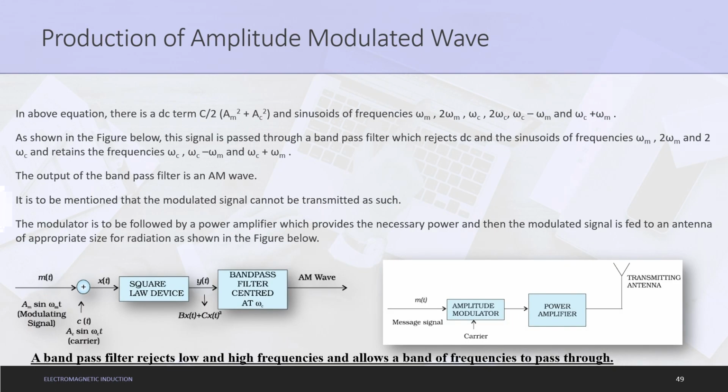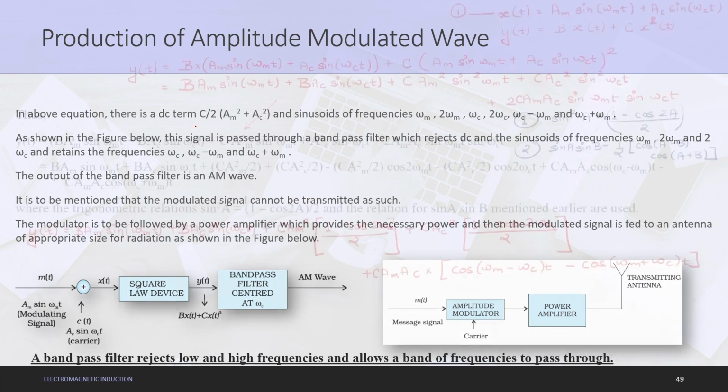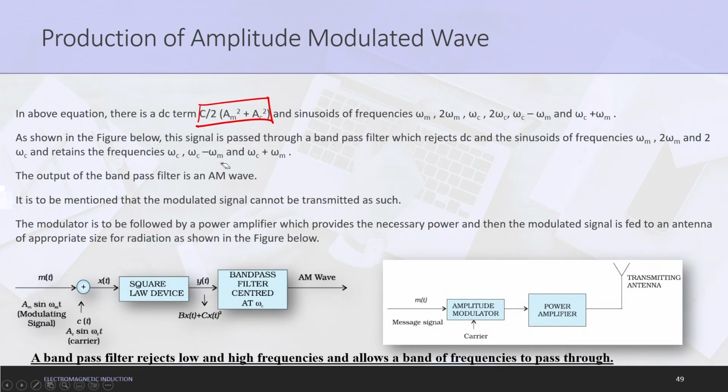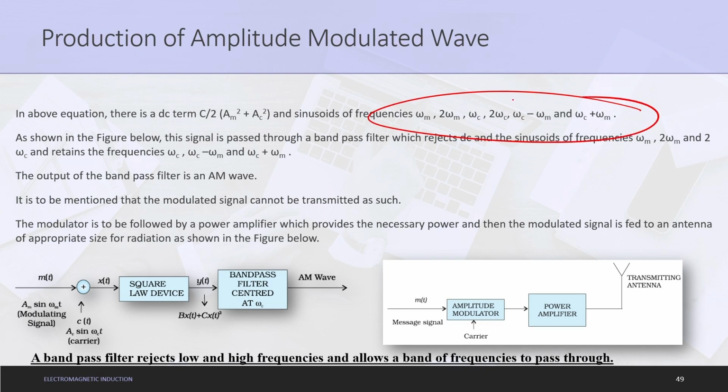In the above equation there is a term which is c by 2 into am square plus ac square. When you add these terms, we get c by 2 into am square plus ac square. So in the above equation there is a DC term, c by 2 into am square plus ac square, and sinusoids of frequencies. What is a sinusoid? Any sine or cos function is a sinusoid.